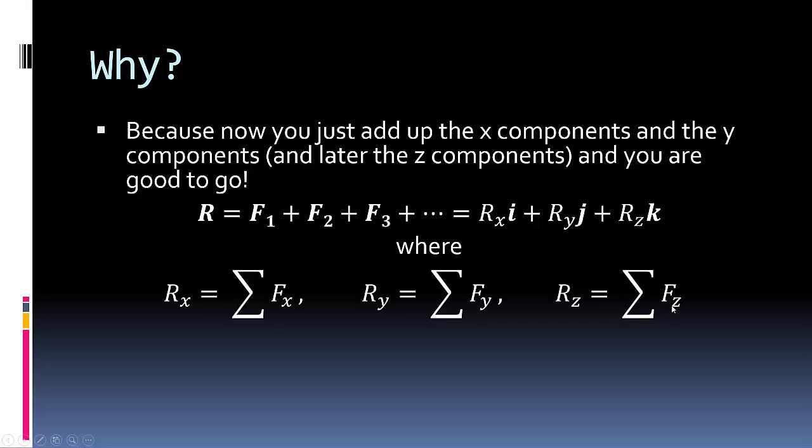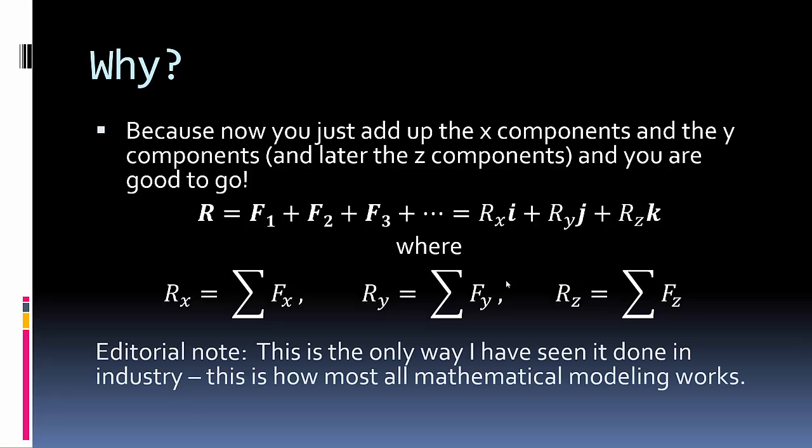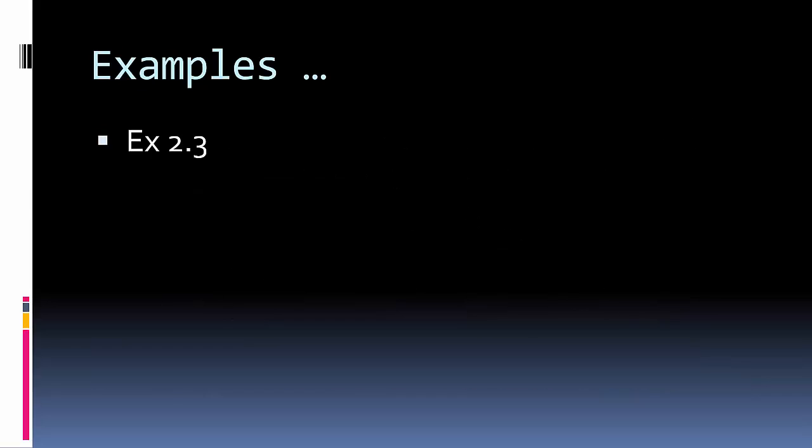So just through one, once you break up all these different things, and this is how it's done in industry, say you have 10, 15, 20 different forces, you figure out all the x forces, all the y forces, and all the z forces, you add them all up, and that's your new x, y, and z force. And again, as an editorial note, this is how I've done it in industry. This is the only way I've seen it done in industry. I've never seen it done with the law of sines and cosines. Okay, let's do example 2.3 from the book.